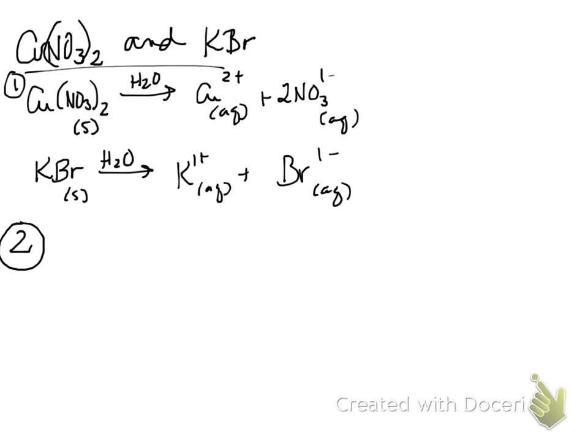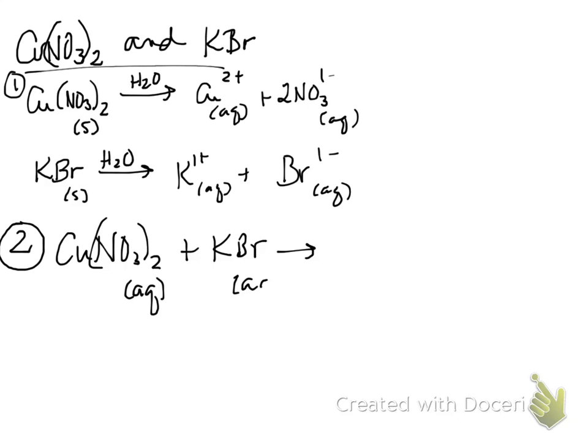We're going to put both of our reactants over here. And what form are these things in? Aqueous. If we mix them together as solids, nothing's going to happen. We only have a chance of getting a reaction if they're in aqueous solution. Okay, and if a double replacement reaction did occur, what would our products be? Copper bromide, CuBr2, and potassium nitrate, KNO3. Is this balanced? No.